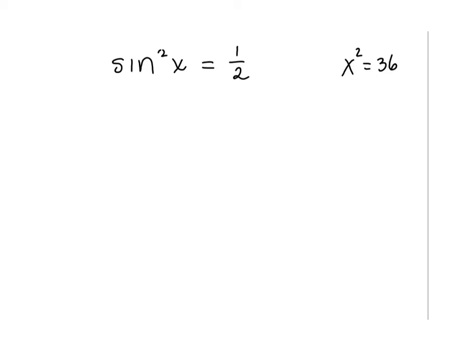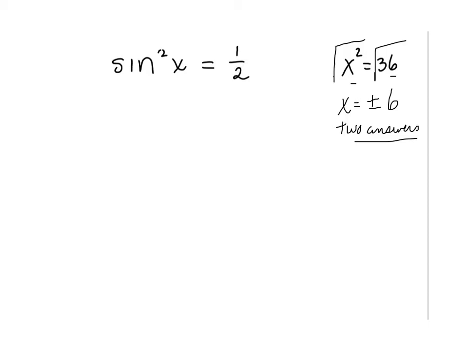You notice that the sine is squared, so sine squared is equal to 1/2. Now I want you to recall that when you had x squared equal to 36, the solution would be to take the square root of both sides, and so x would actually have two answers, plus or minus 6. If you square a positive 6, you get 36. If you square a negative 6, you also get positive 36. So there are two answers. That's the thing to remember. When you take the square root of anything, you're going to have two answers.